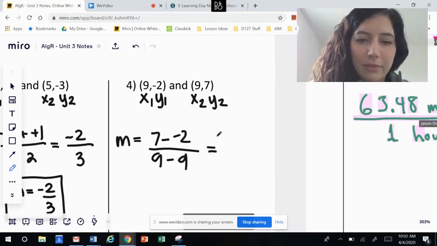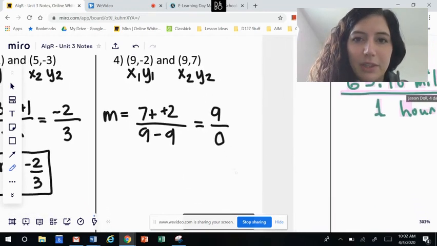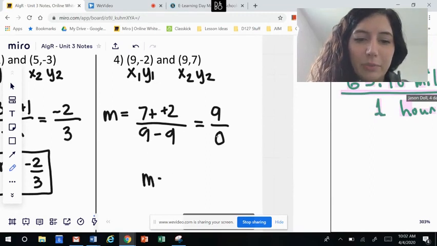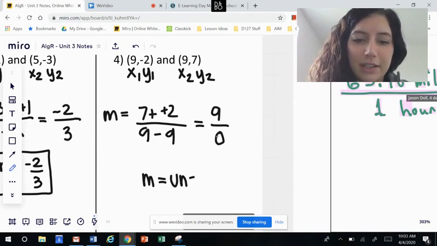Simplify. 7 minus negative, I have my minus negative, so that turns into plus. So 7 plus 2 is 9, over 9 minus 9, which is 0. So when you get that 0 in your answer, you're not done. You have to simplify. Since we can never divide by a 0, this means that our slope is going to be the result of 9 over 0, which is undefined.